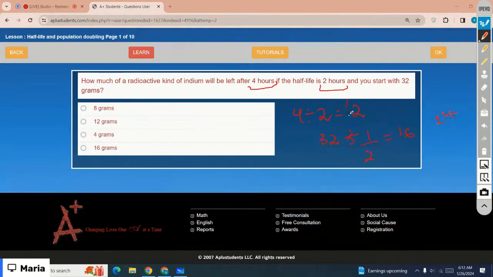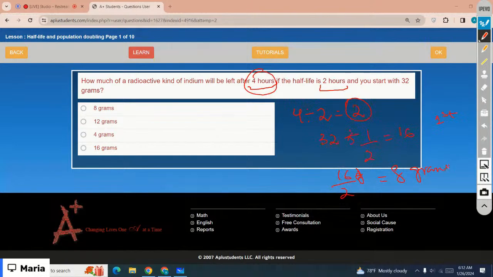You need to calculate two half lives because you need to calculate after 4 hours. So 16 divided by 2 is 8. That means after 4 hours, the indium left is 8 grams. The correct option is 8 grams.